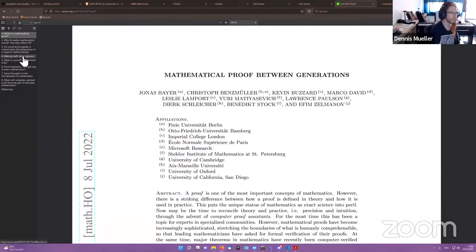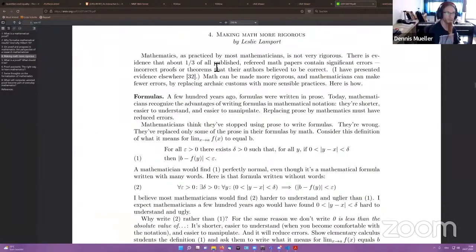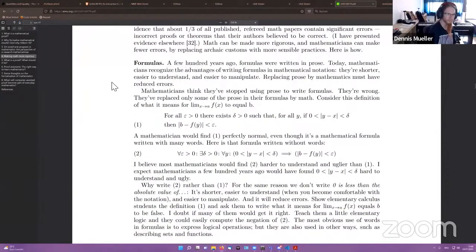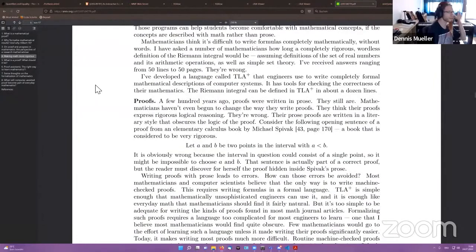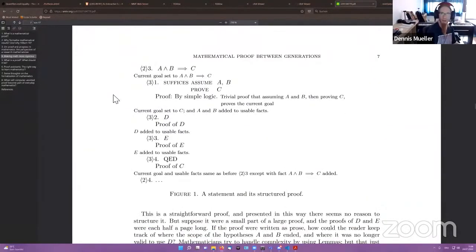And he has one section in this paper where he not just makes my argument for me when it comes to why formal mathematics is important and why we should care about it. So there is evidence that about 1/3 of all published refereed math papers contain significant errors, and then he goes on to argue for formal methods. But in particular, one thing I didn't know is that Leslie Lamport apparently for decades has been arguing for mathematicians to use structured proofs, where structured proofs are this way of structuring a proof by basically representing it as a nested list of individual proof steps. And if you do it, you get a much better overview of how the proof as a whole actually proceeds.